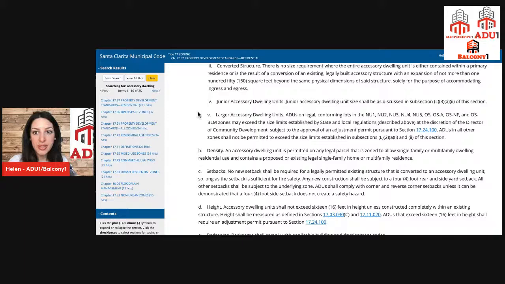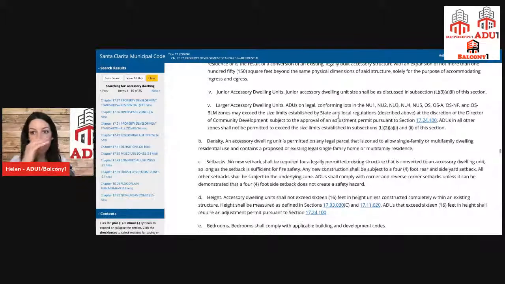So then it's also saying these certain lots, and again, this is something that looks very specific to Santa Clarita. These specific zones may exceed the size limits, but you do have to go through separate approval. And then all other zones must follow this. So if you have a property in one of these lots like NU4 and you want a larger ADU, you might be permitted. However, you do have to go through a different approval process with the city, which we can help you with as well if you qualify.